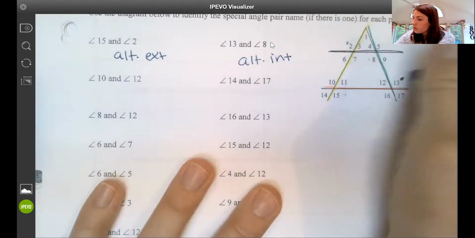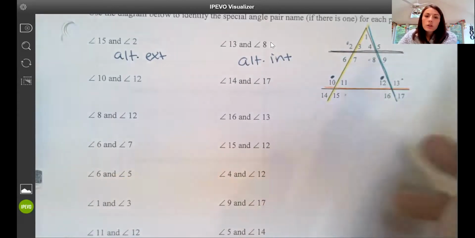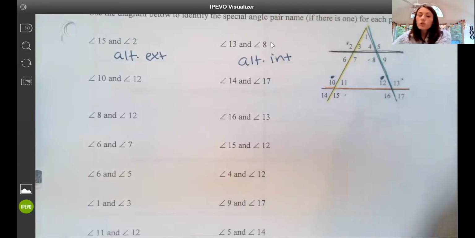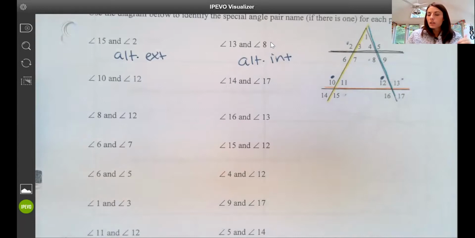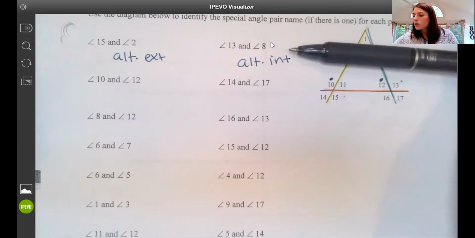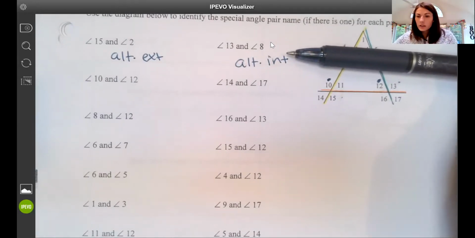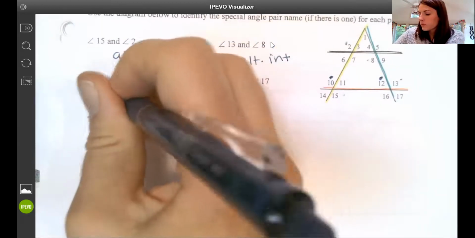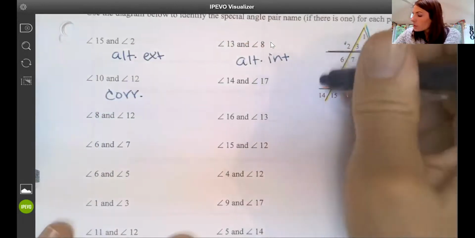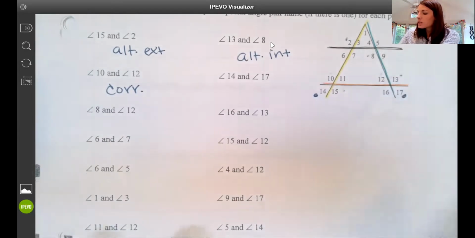10 and 12. So here's 10. Here's 12. I would say they're both connected. The way I know what transversal to look at is whatever one they're both connected to. So they're both connected to this orange line. I'm looking at that orange transversal. That's one out, one in on the same side of that orange transversal, absolutely corresponding. Yep. Corresponding.